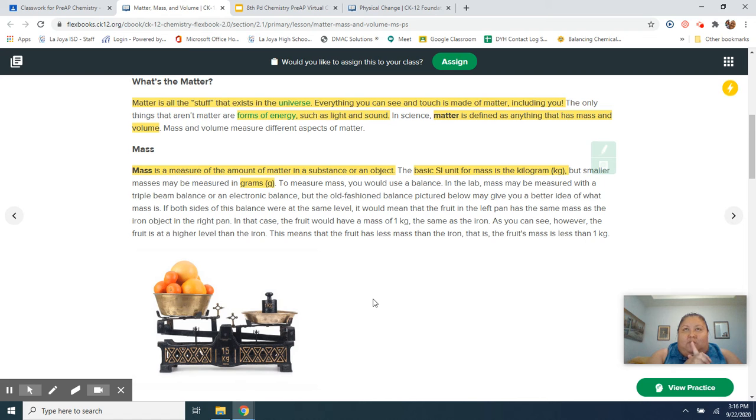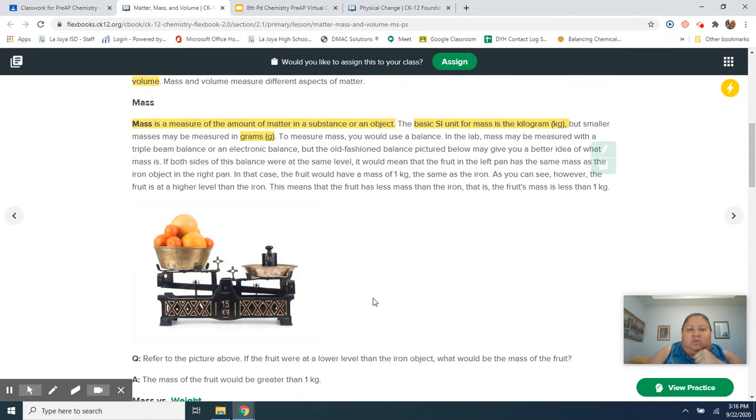here in our lab, we use a triple beam balance or electric balances. We don't have a lot of electric balances, so for the most part, we use triple beam balances. But be careful when we go back to school, guys. They're really old and they break so easily.